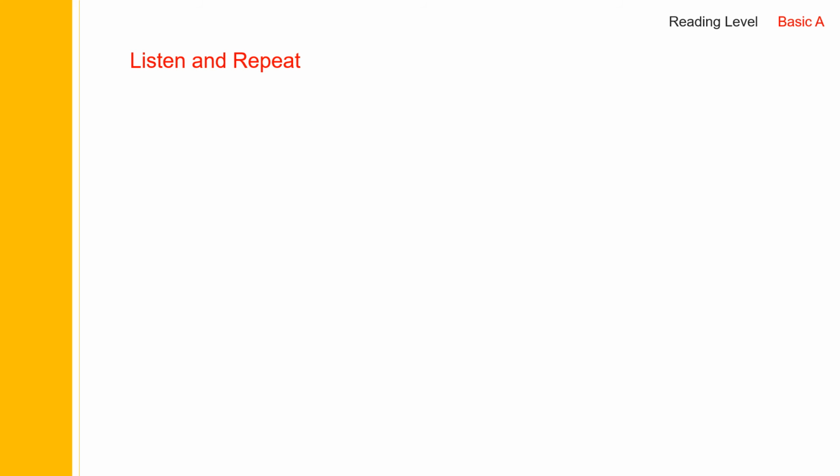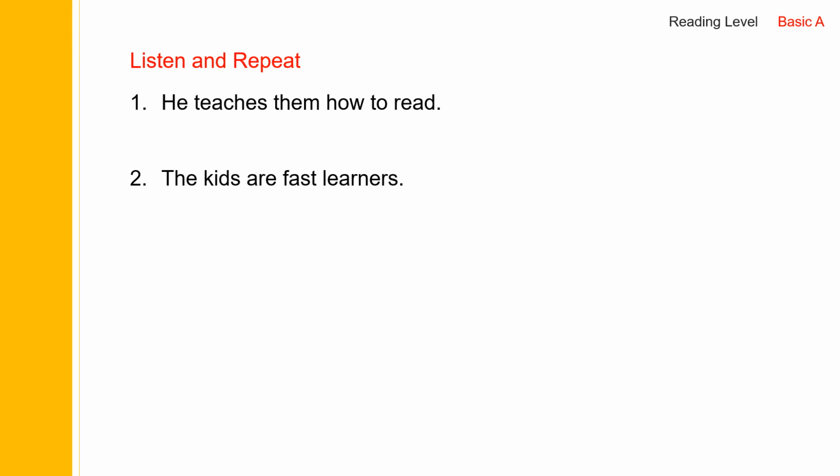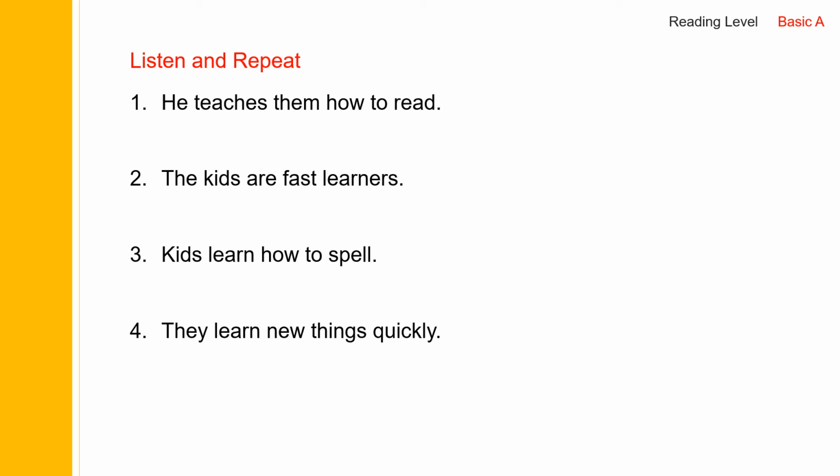Okay, now let us listen and repeat. He teaches them how to read. The kids are fast learners. Kids learn how to spell. They learn new things quickly. The teacher likes to teach the kids.